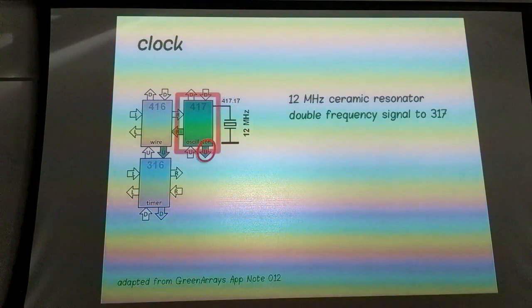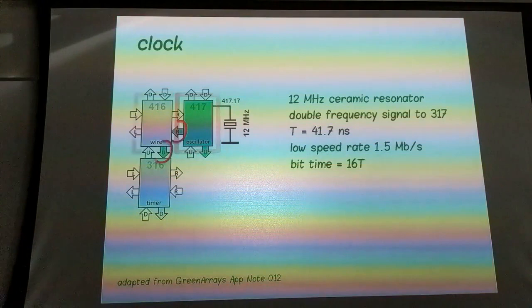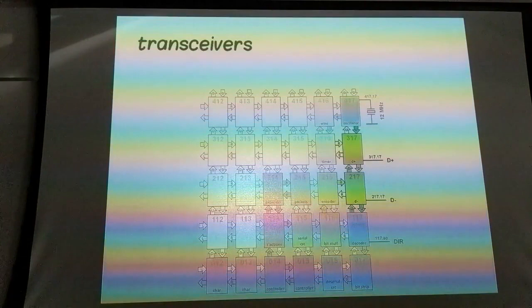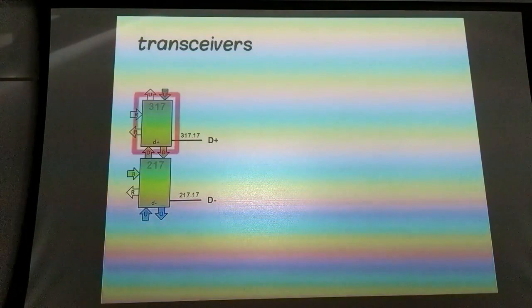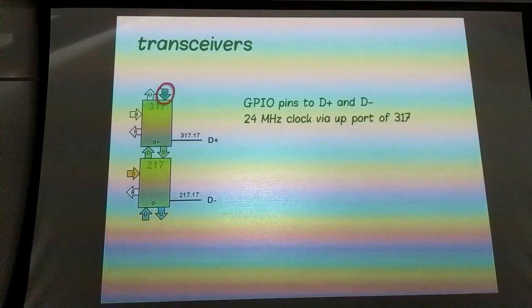Now we'll see how the USB host is implemented. We'll start with the serial interface engine. First, there's a clock module. It's composed of 3 nodes, an oscillator with a 12 MHz ceramic resonator on its GPIO pin. The oscillator provides a double frequency signal to node 317 with a period of 42 nanoseconds. At low speed rate, it represents 16 clock periods per bit. Then we have a wire node passing this signal to a timer that provides millisecond pulses to node 216.